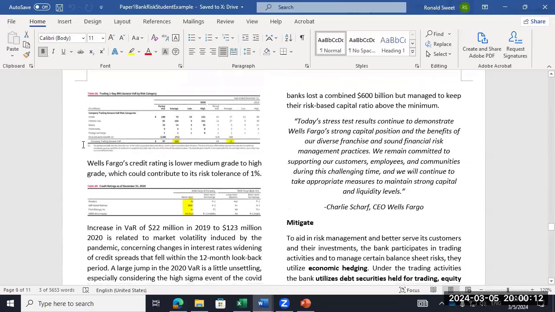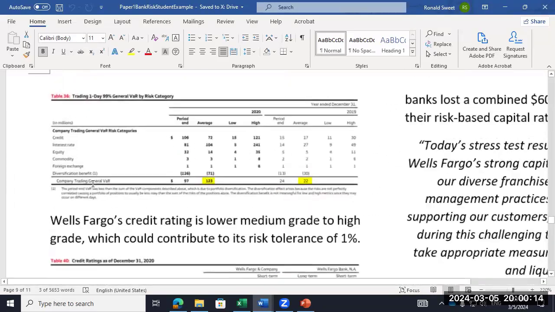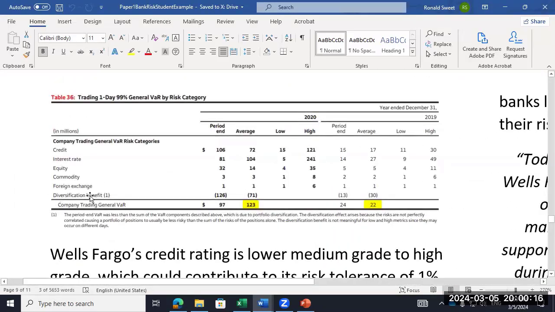You're going to definitely have some tables. Let's see what they call it. They call it diversification benefit. And it reduces the risk like 1/3. It's massive. You add those up, you subtract 71. There's a period in, the low, the high.